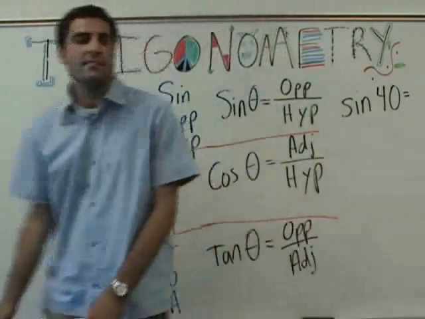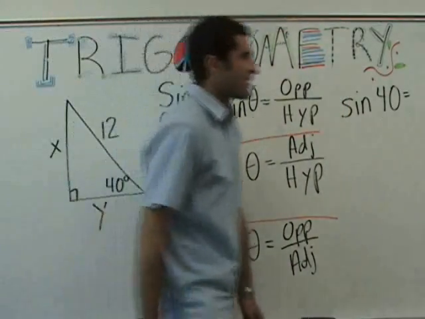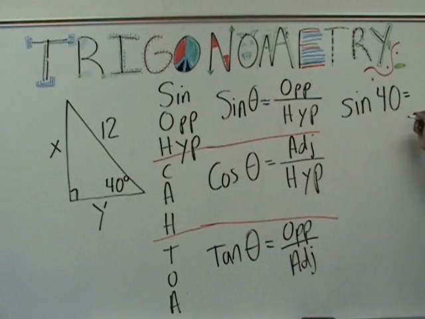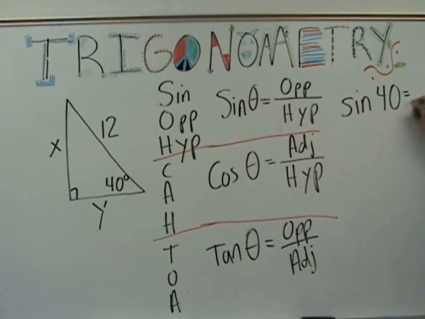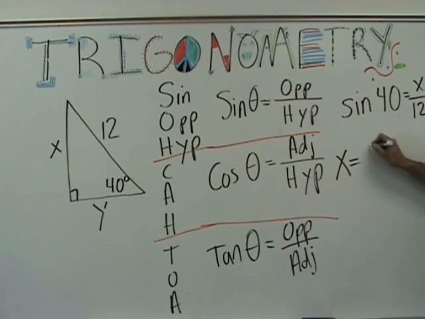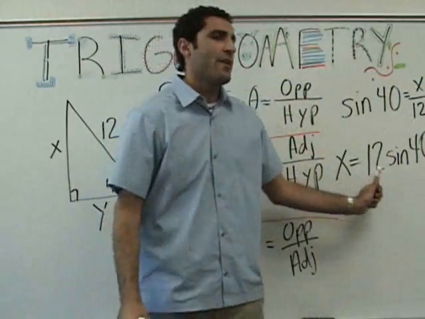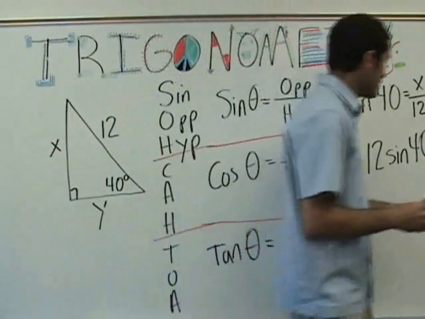Classically, this should be y because it's an up and down thing. You'll see why soon enough. But for this purpose, it doesn't even matter. So sine of 40 equals what over what? X over 12. Okay, cross multiply: x equals what times what? 12 times sine of 40. Yeah, that's right, 12 sine 40. You plug that in the calculator and you have what x equals. How do we get that one more time? Sure.